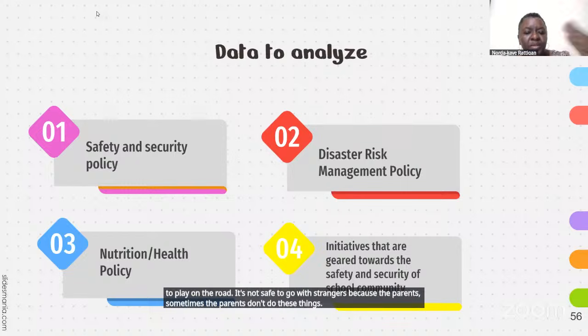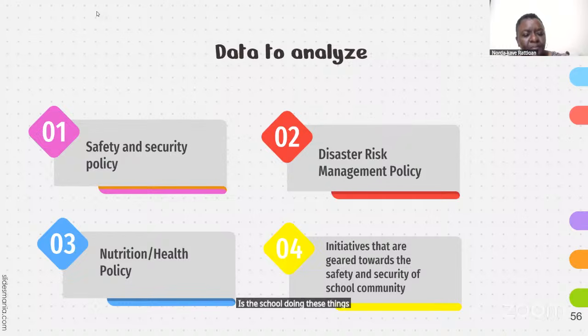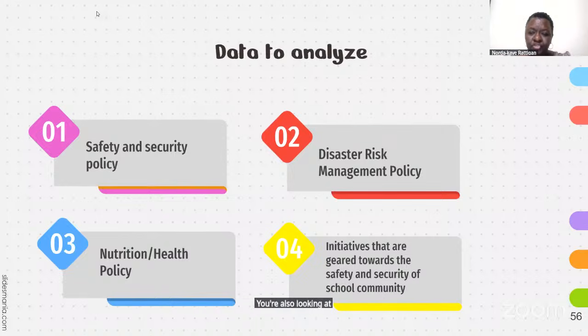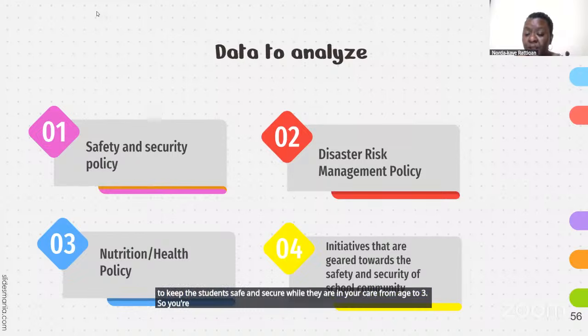Is the school doing these things, implementing these things to let the children be aware of how to keep themselves safe and secure? You're also looking at how the infrastructure of the school is set up to keep the students safe and secure while they're in your care from age 3. So you're examining your school programs in regards to that.